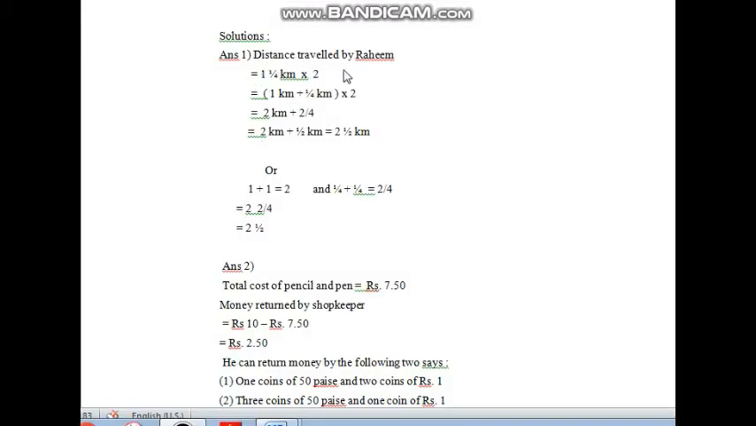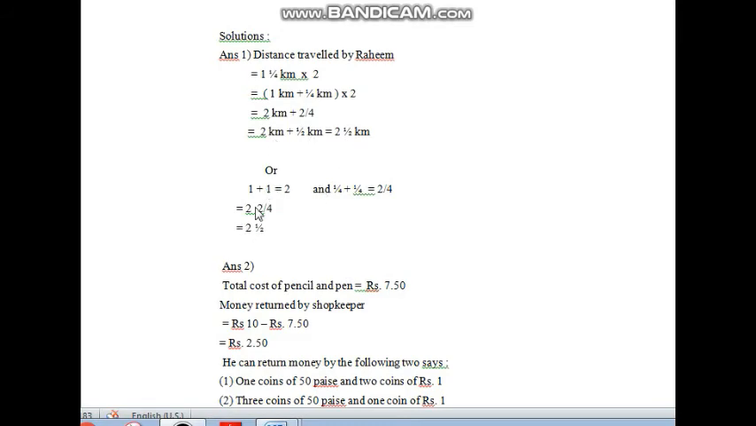Answer 1, distance travelled by Rahim is equal to 1 and 1/4 kilometer into 2, because to go to school and to come back home. So multiply by 2. Then 1 kilometer plus 1/4 kilometer into 2. 2 ones are 2. And here 2 ones are 2 upon 4. So 2 kilometer plus 2/4. And here we can take the lowest form. 2 ones are 2 and 2 twos are 4. So 1 upon 2. 2 kilometer plus half kilometer is equal to 2.5 kilometer.